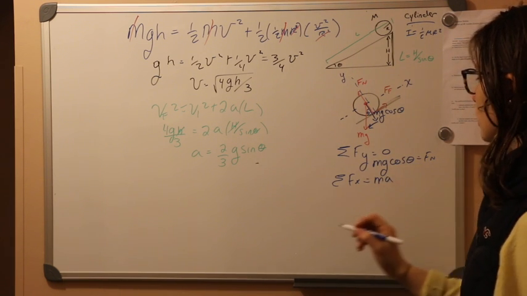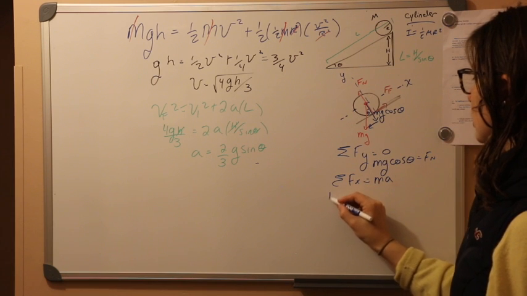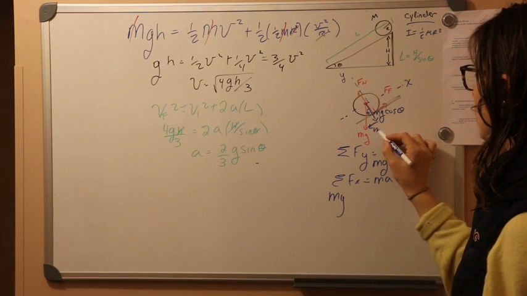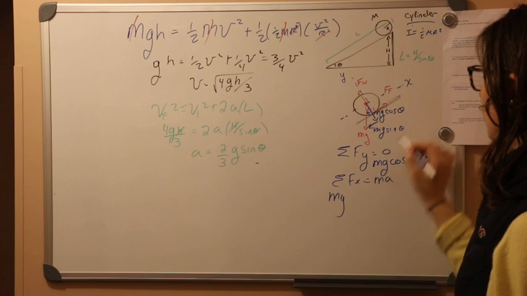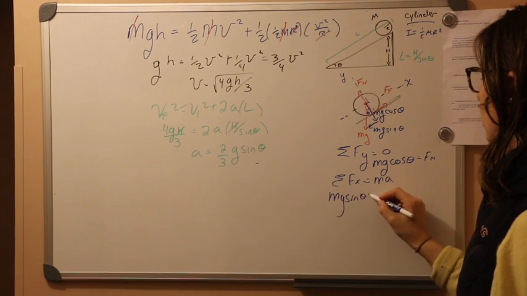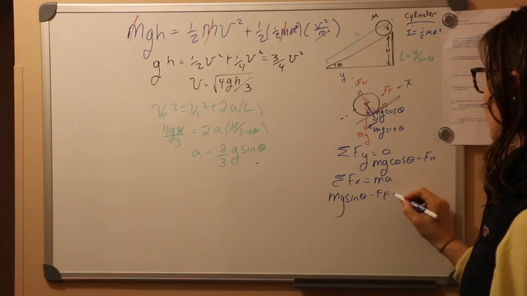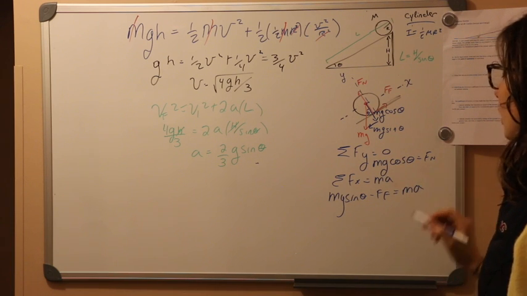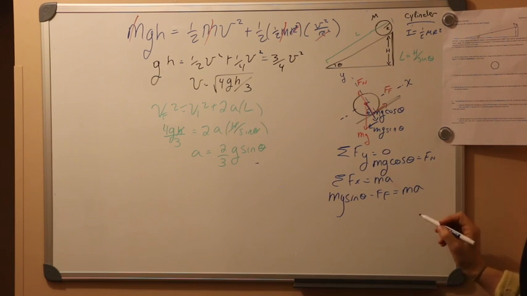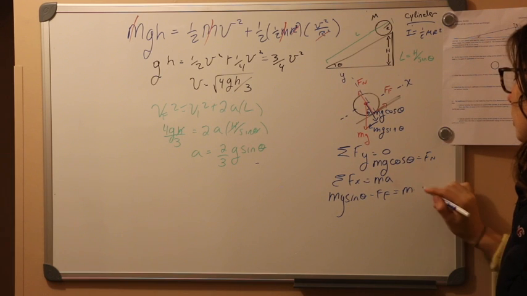We can then go in the x direction, and we can say that will be mass times acceleration. We actually know that acceleration, and some of our forces are mg sine theta, this component right here, pulling us down the ramp, and friction force pulling us up the ramp, so that's losing. It's a negative sign. Now we know a, so let's plug in a. So instead of a, we're going to write 2/3 g sine theta.